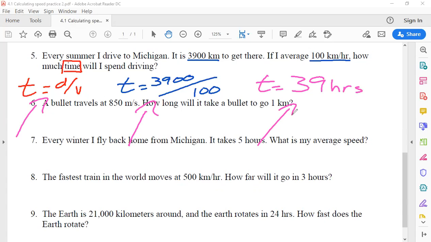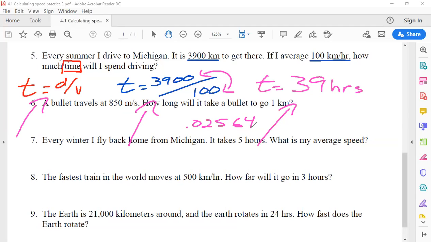If I had done the math and instead flip-flopped these, 100 and 3,900, I would have ended up with 1/39, which is 0.02564. Is that how many hours? 0.02564 hours for me to drive all the way to Michigan? Well, 0.0256 hours is like 4 minutes to drive to Michigan or something. That's a ridiculously small amount of time. So no, that's not reasonable.